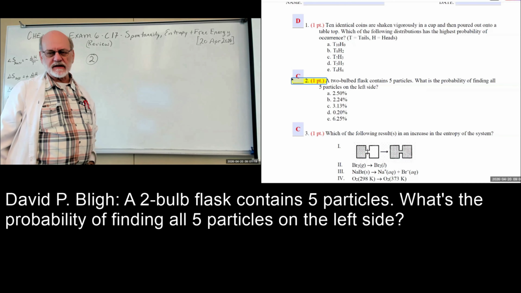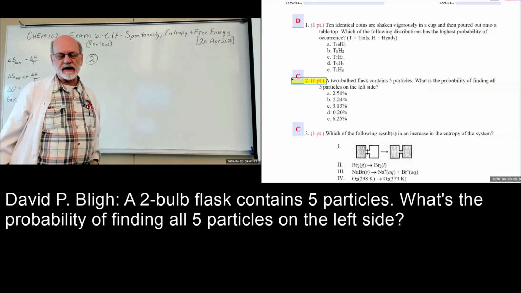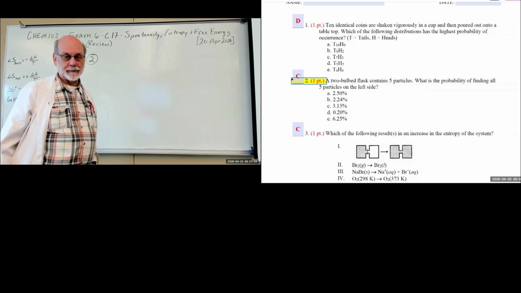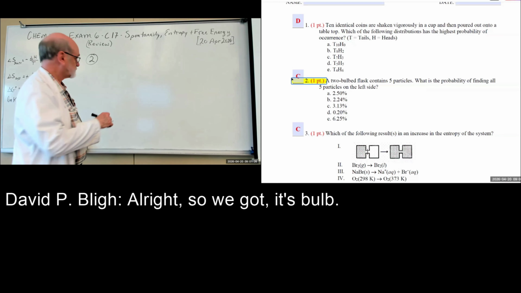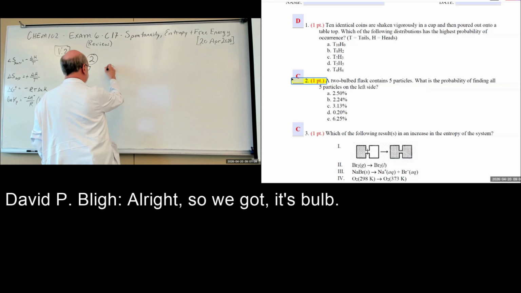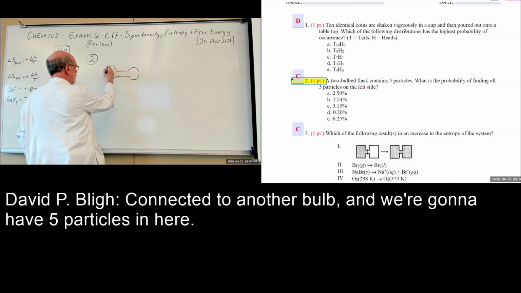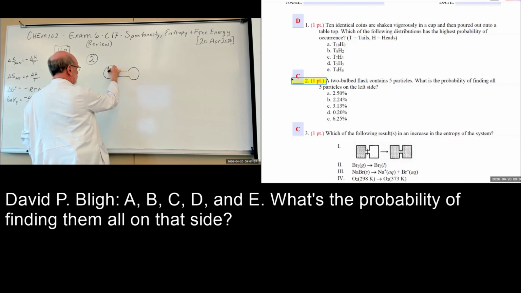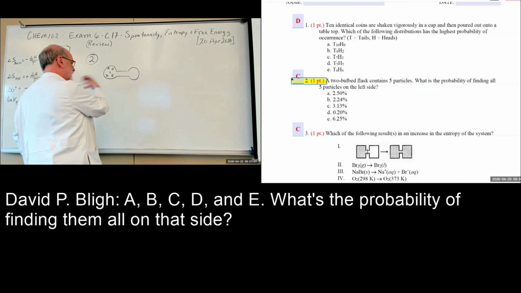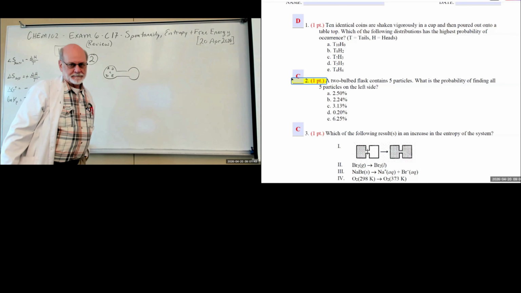A 2-bulb flask contains 5 particles. What's the probability of finding all 5 particles on the left side? All right, so we got this bulb connected to another bulb, and we're going to have 5 particles in here: A, B, C, D, and E. What's the probability of finding them all on that side?